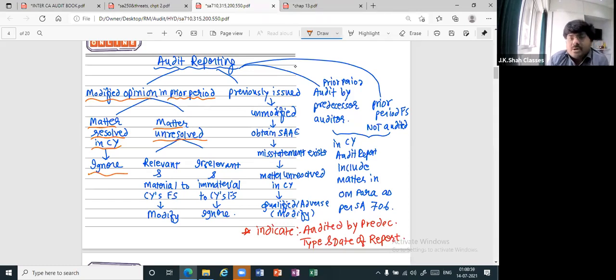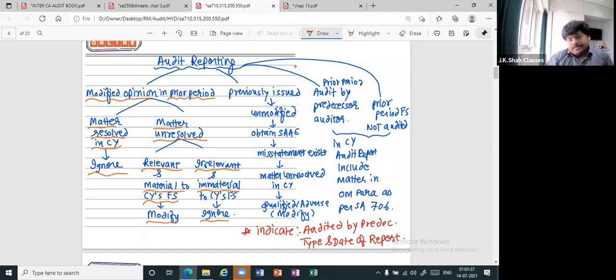Why? Because sometimes what is material in the last year may become immaterial in the current year. For a simple example, last year 1 lakh was material because the business was of 10 lakhs. Current year the business has soared up to 10 crores. So can I say that 1 lakh has become immaterial in the current year? So what is material in the previous year is not necessarily material in the current year. If that same unresolved matter is relevant and material to the current year's financial statements, then you will again modify. But if it is irrelevant and immaterial, ignore.